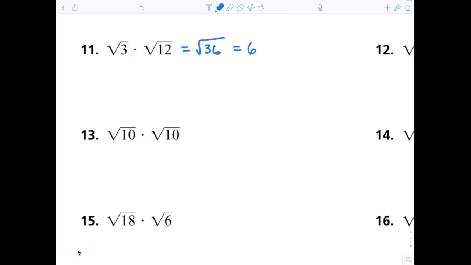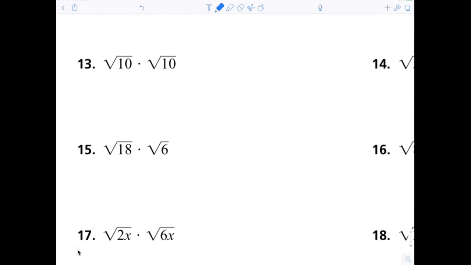All right. Now something I want you to hear. The square root of 10 times the square root of 10, it is square root of 100, but I don't want you to say it's the square root of 100. I just want you to tell me it's what? 10. It's 10.